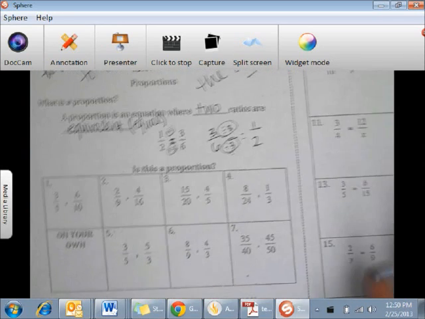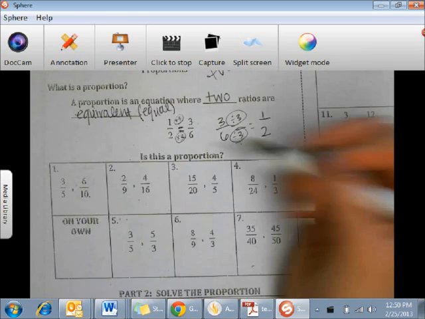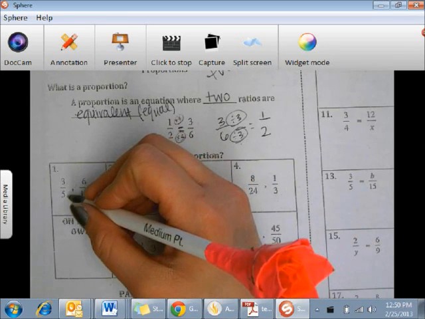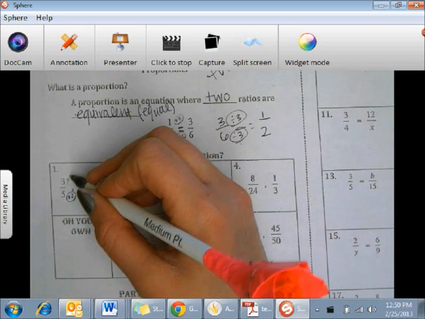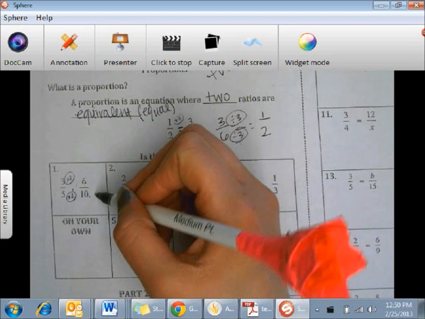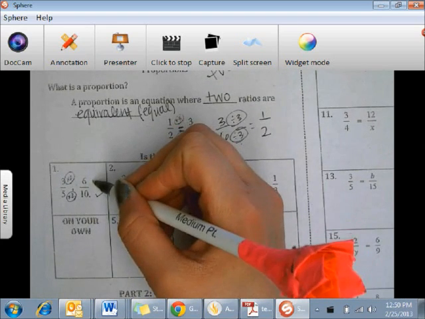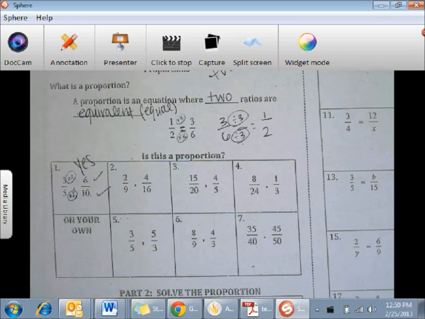Alright, so we need to see if number 1 is a proportion. Is it 3/5 and 6/10? Well, I know that from 5 to 10 I multiply by 2. So if I multiply by the same thing on the top, 3 times 2, does that give me 6? That gives me 6. So yes, it is, because it works.